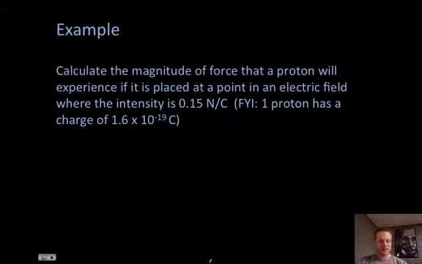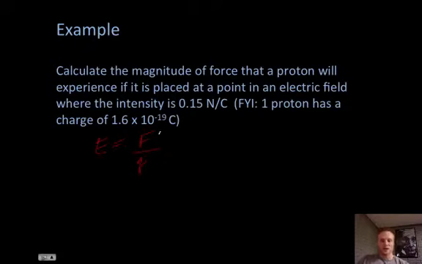So let's do an example problem here. It says, calculate the magnitude of force that a proton will experience if it is placed at a point in an electric field where the intensity is 0.15 newtons per coulomb. And just so you know, a proton has a charge of 1.6 times 10 to the negative 19th coulombs. So if you use the formula that we just talked about in the previous slide, it is E equals F over little q, and that is the charge on the little test charge that you're putting into this electric field.